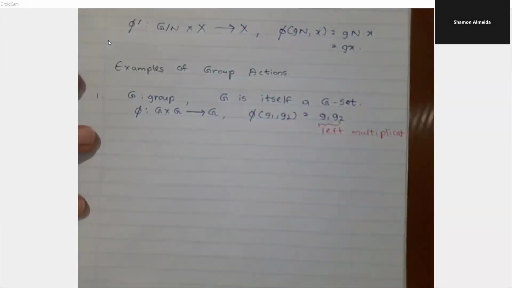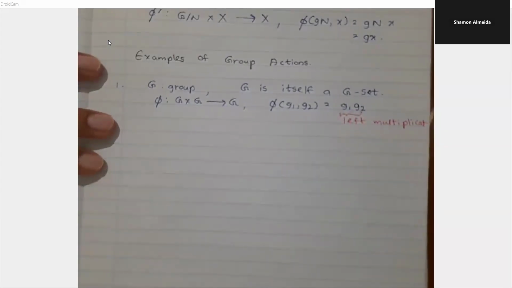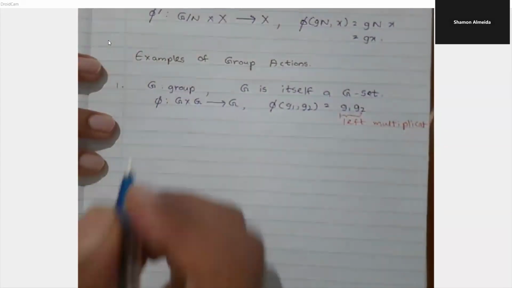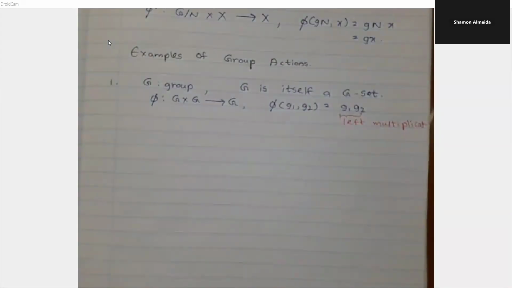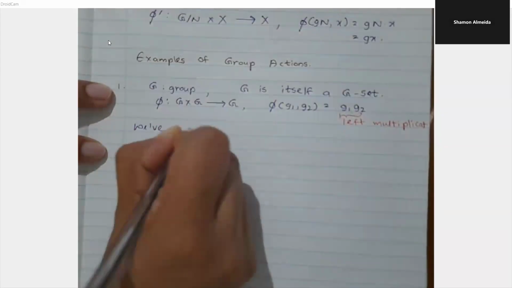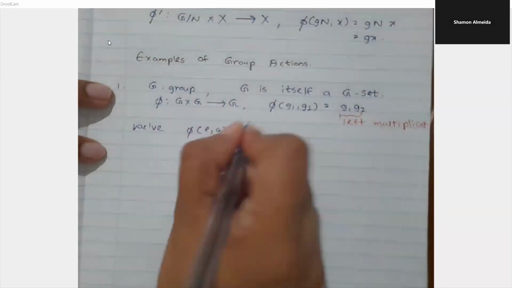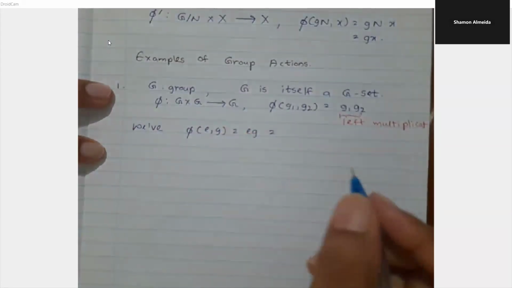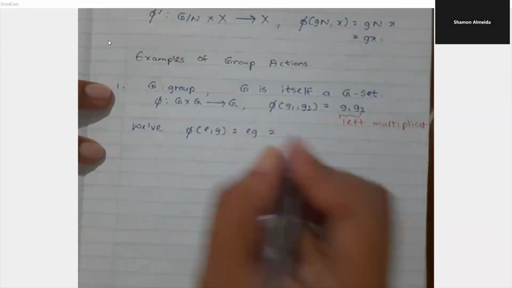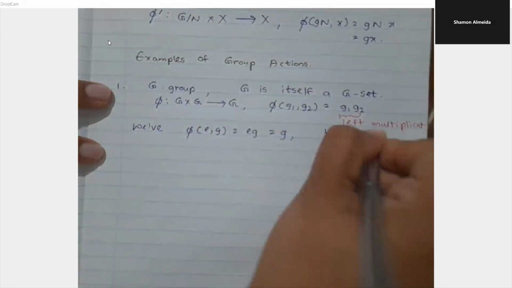Left multiplication. Right. So you can easily see that this is indeed a group action. If we write it out, phi of (e, g), where e is the identity, is simply equal to e times g. The definition of the identity yields that this equals g for all g in G.